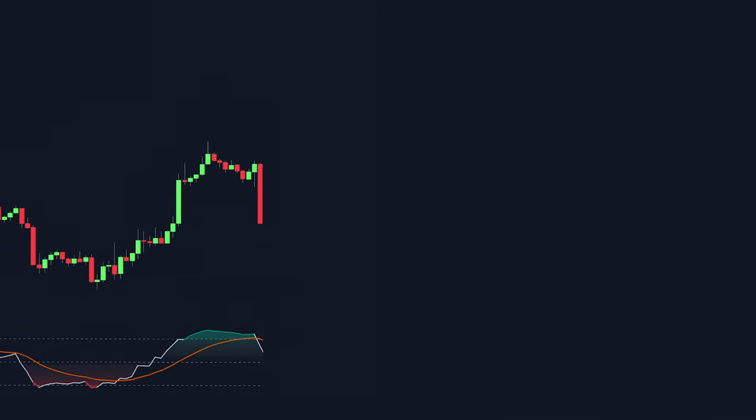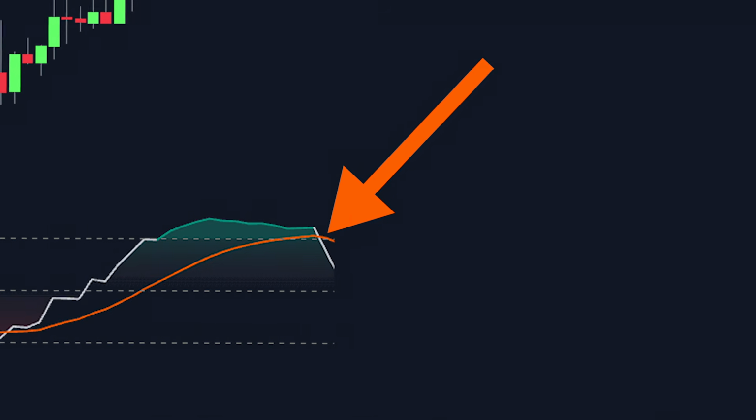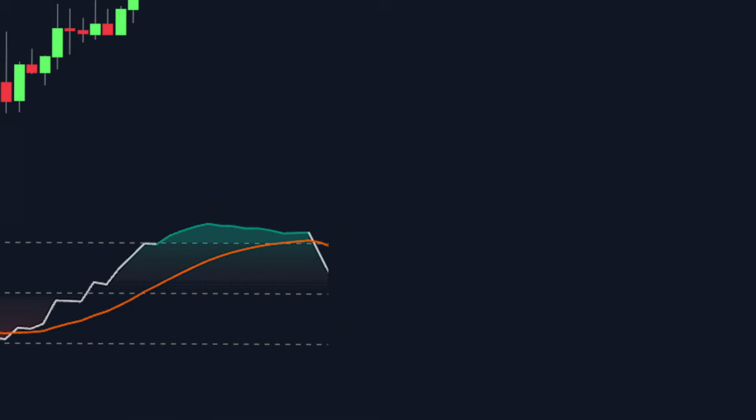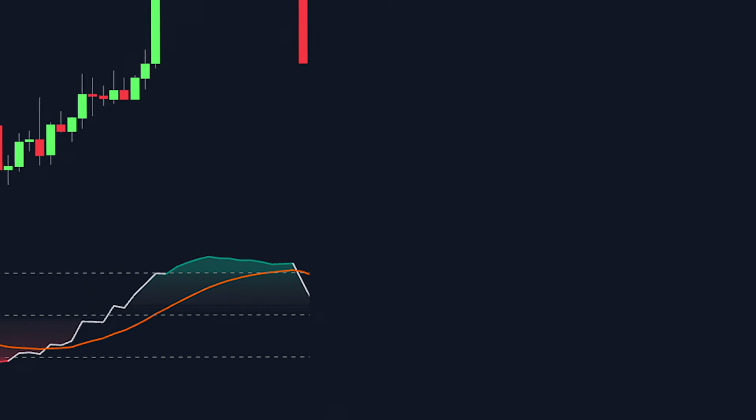In this example, we see the signal line crossing above the RSI, but we are still above the 50 level, which means we're still very much bullish. This pullback could retest the 50 level to continue the current trend.